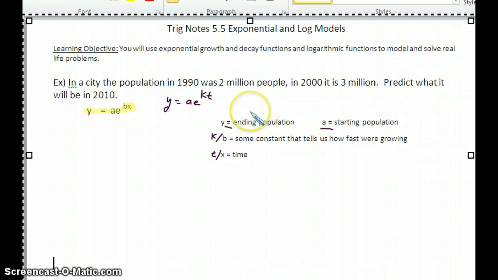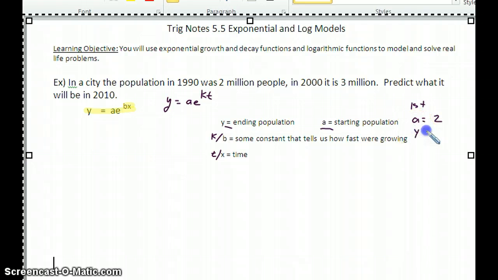So these growth and decay problems are usually a two-step problem. So let's read the question first. It says, in a city, the population in 1990 was 2 million. So the population starts out as 2 million people, and 10 years later, in the year 2000, it is 3 million. So that's the first piece of information that I'm going to use. So first, we know that our starting population is 2 million. I'm just going to put it in as a 2 and recognize that when I solve, my answer will be in millions.